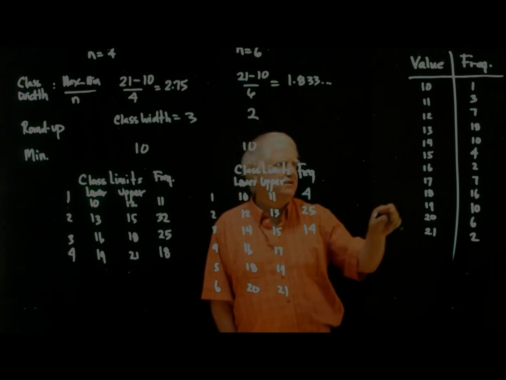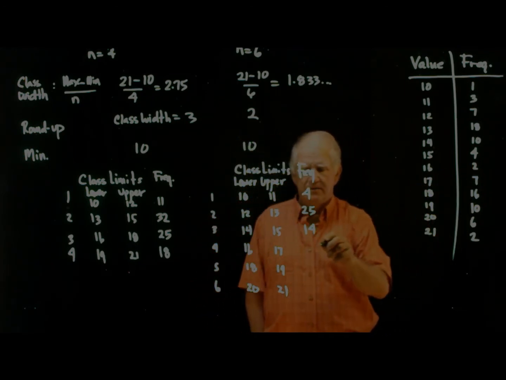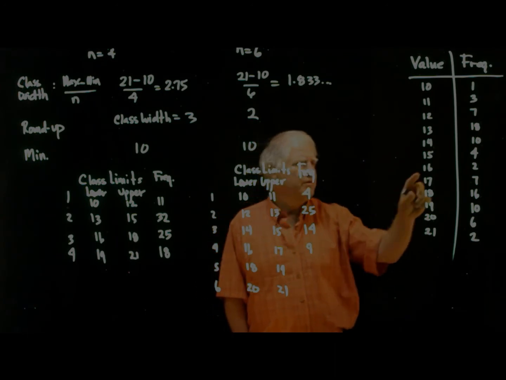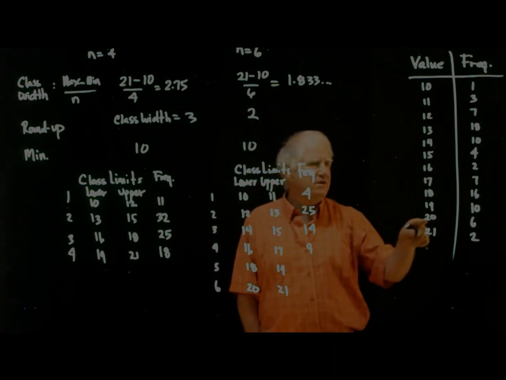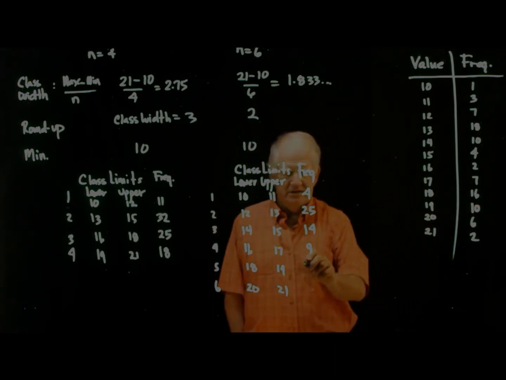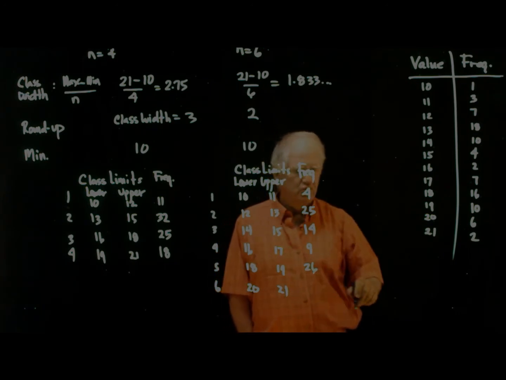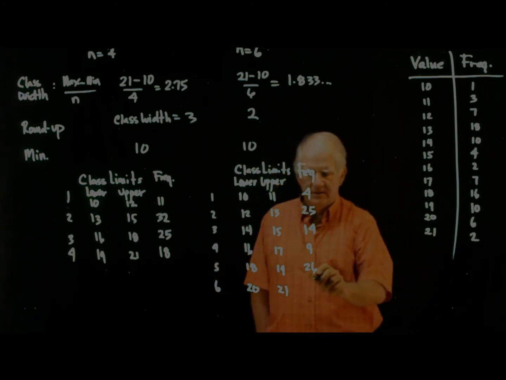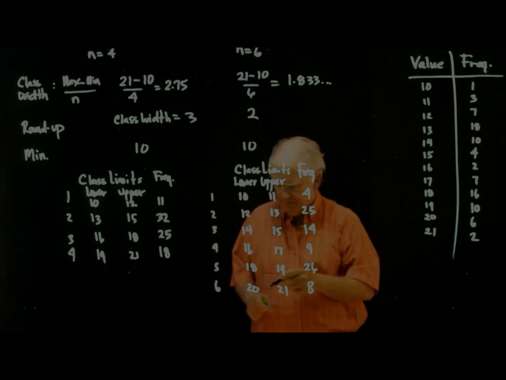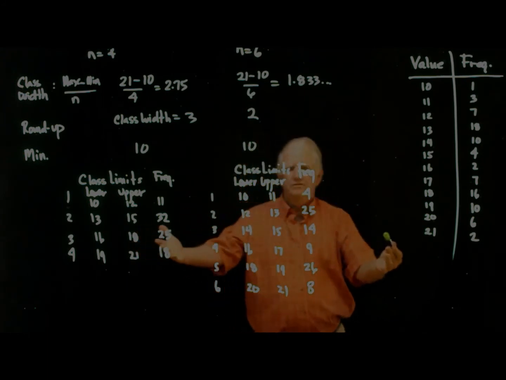16 and 17, 9. Did I do that right? So yeah, 9. 18 to 19, 26. And 20 to 21, 8. Okay? So there they are. There's the two tables.